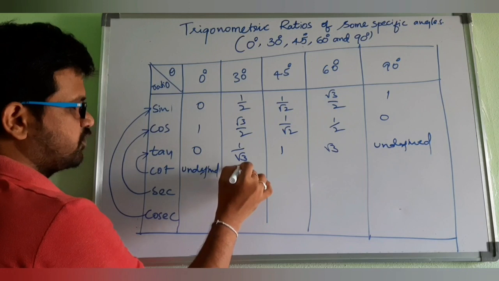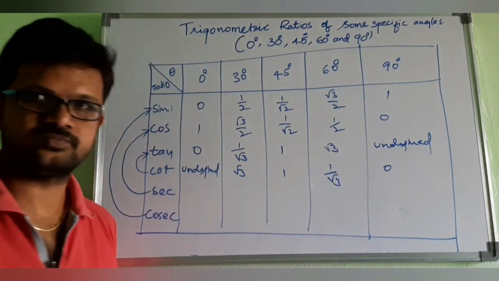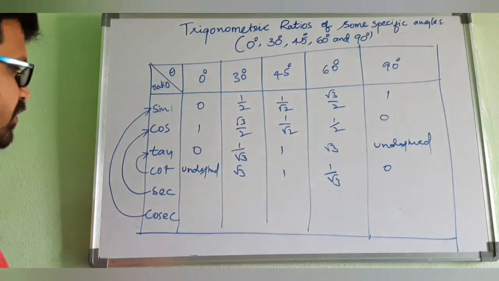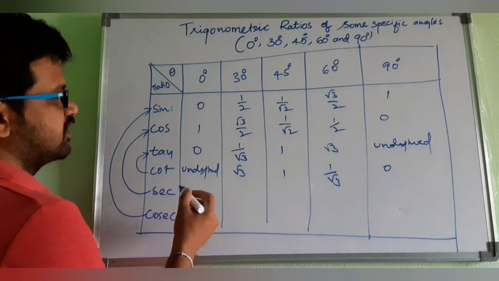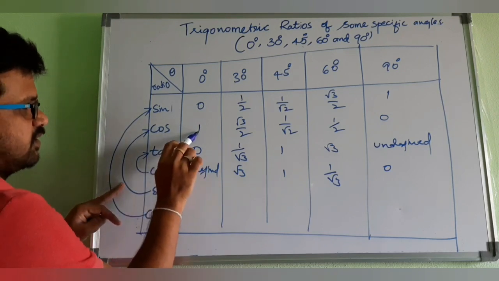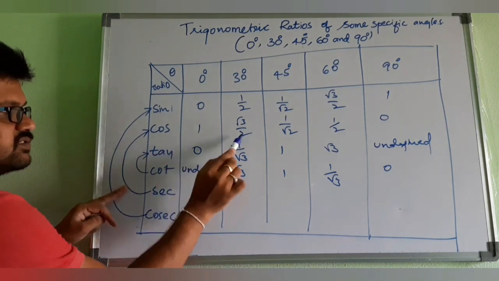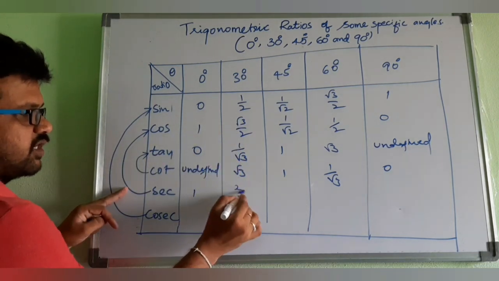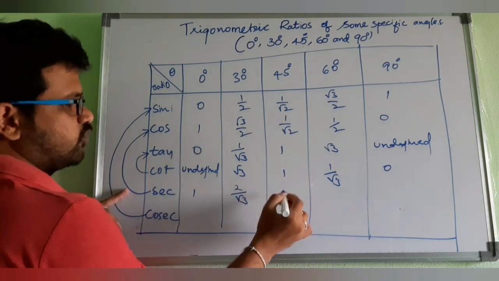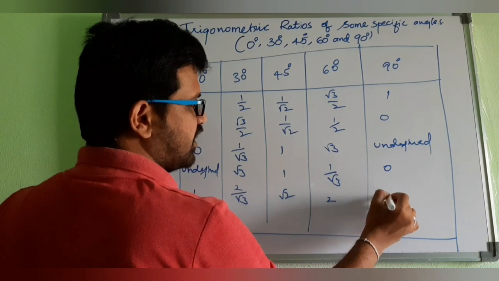And this one is root 3, and this is 1, and 1 by root 3, and this is 0. Within 1 minute you can write that. Secant is the reciprocal of cos. So 1 by 1 is 1. Reverse of cos: root 3 by 2 is there, so you have to write 2 by root 3. Here 1 by root 2 is there, so root 2. 1 by 2, 2. And 1 by 0, undefined.